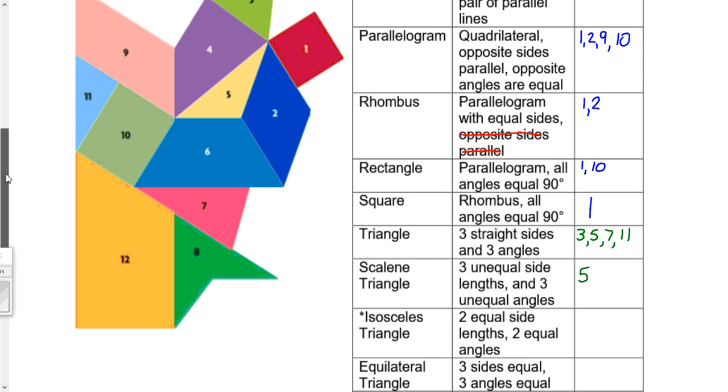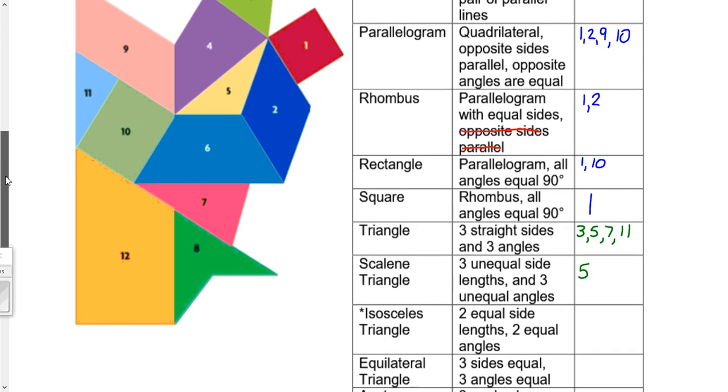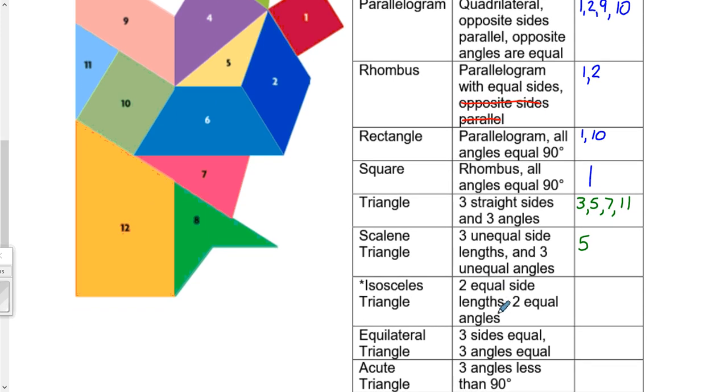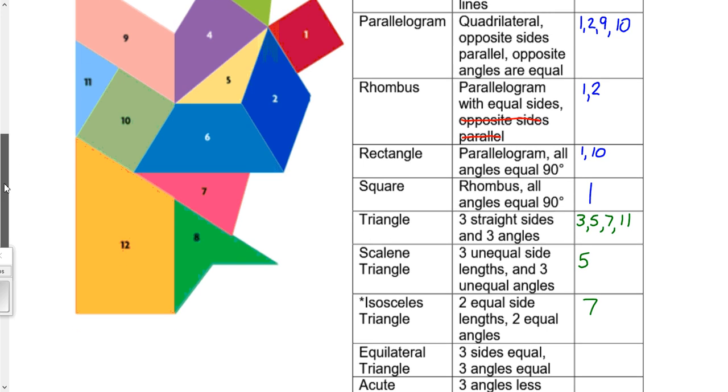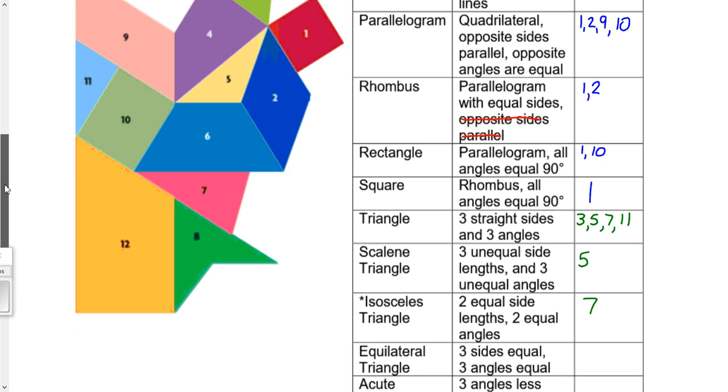In section 2, we talked about an isosceles triangle. So an isosceles triangle only has 2 equal side lengths and 2 equal angles. The only one that fits that between these four options, 3, 5, 7, 11, would be triangle number 7, or polygon number 7. Oh, I totally missed number 11 for scalene, sorry. Yeah, all the sides are different.